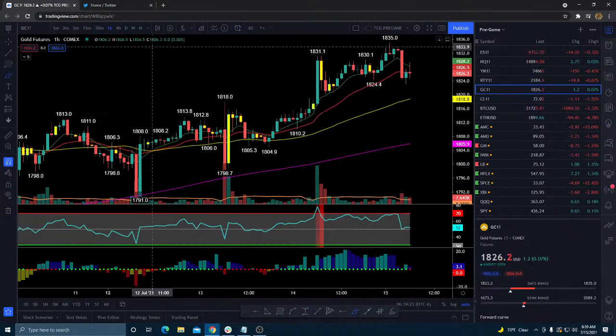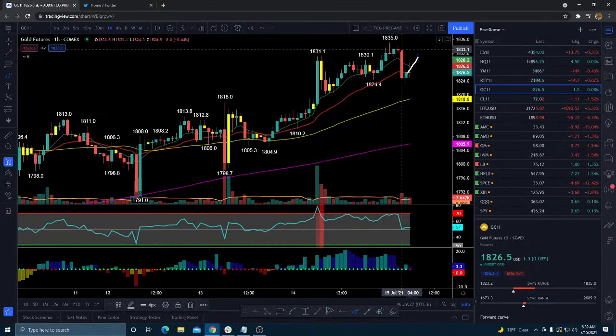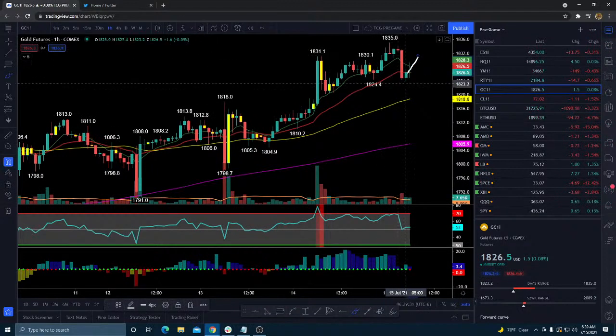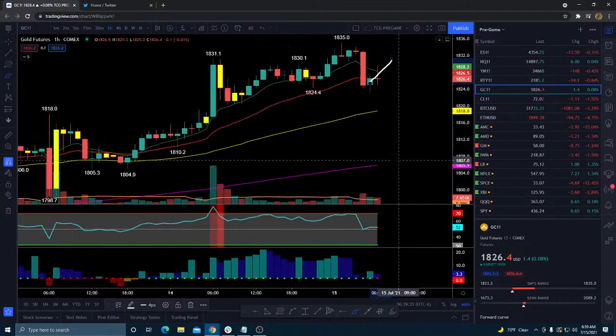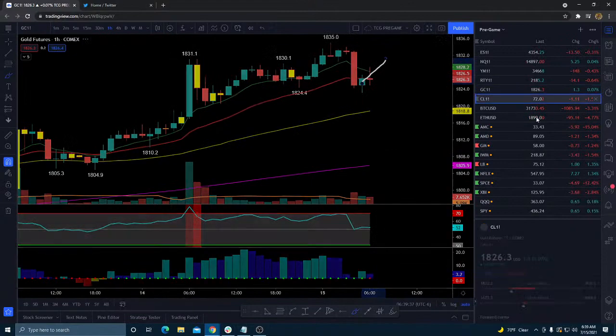So on gold, we're pulling back on any bounce. We'd be looking for a lower high compared to 1834. Your next resistance, 1835. Support 1823 and then down at 1820. So gold is pulling back.